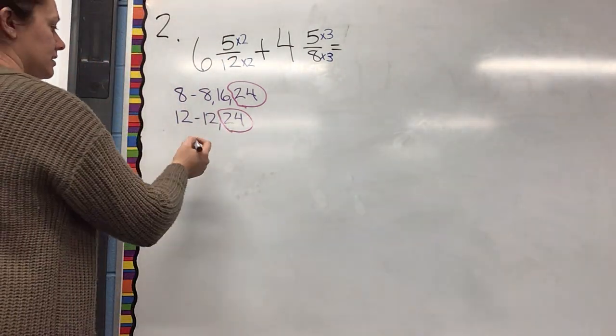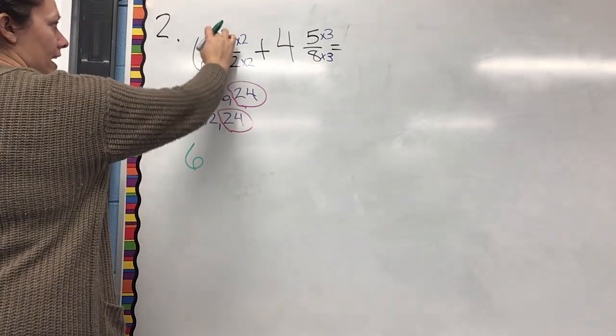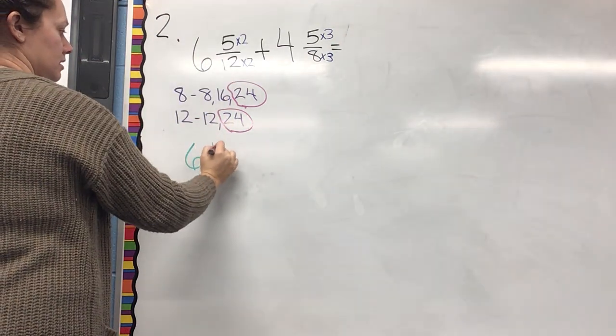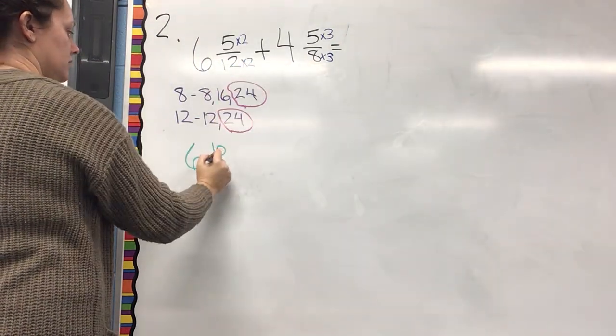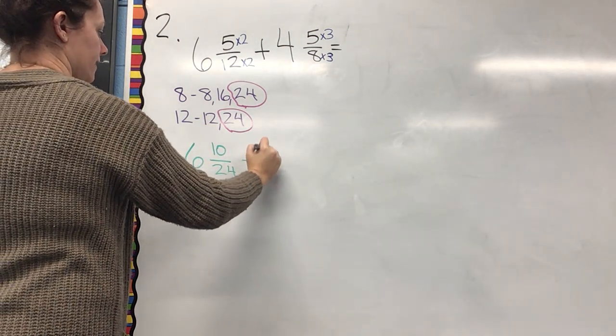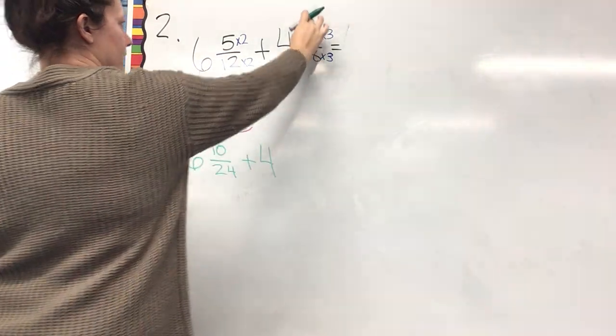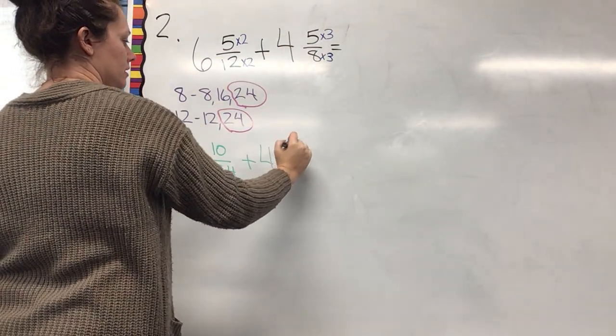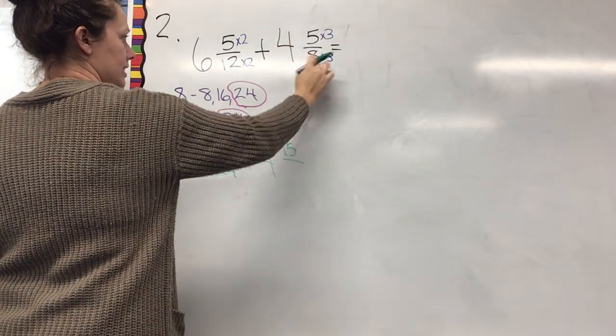So I've got 6. 5 times 2 is? 12. 12 times 12 is? 24. Plus my whole number of 4. 5 times 3? 15. And then 8 times 3?